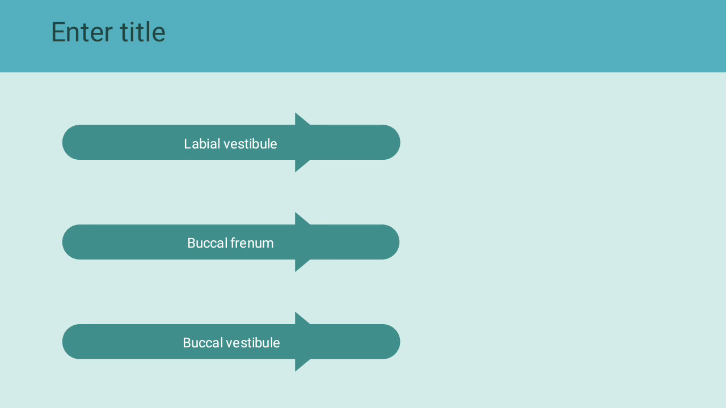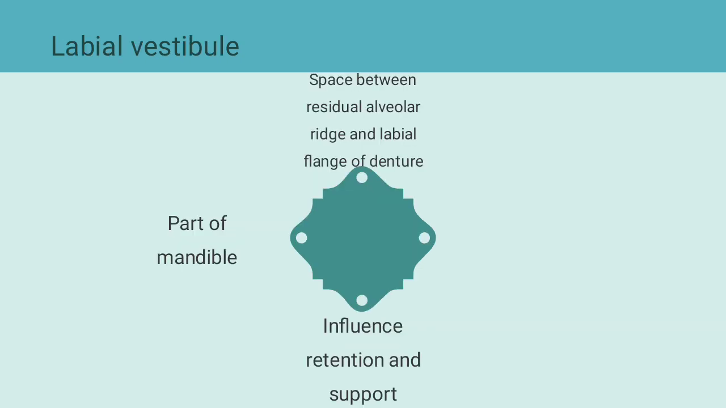Next, the labial vestibule. It is the space between the labial residual alveolar ridge and the labial flange of the denture, a gap between the residual alveolar ridge and the labial frenum. It gets its attachment from the labial frenum and is a continuation of it. Its two main functions are retention and support.